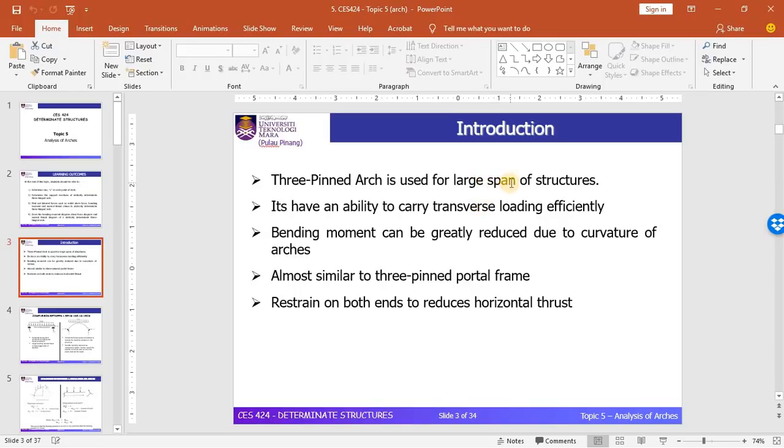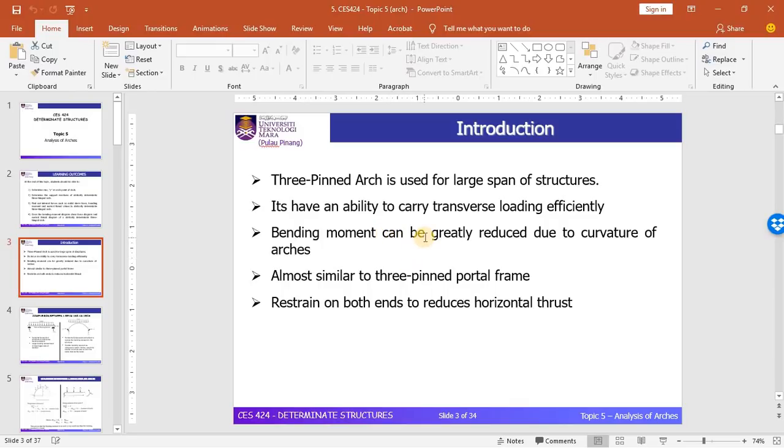In construction, sometimes you can see that the truss can be constructed in the shape of an arch. There is a reason why this shape is adopted in constructing bridges. This is due to the ability of this shape to carry transverse loading efficiently, and by using this shape, the bending moment can be greatly reduced due to the curvature of the arch.